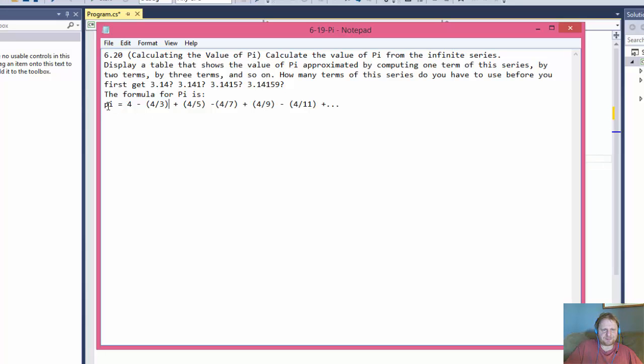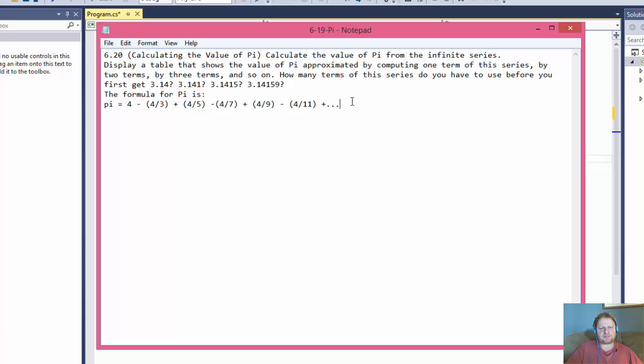This is the calculation, but it keeps going and going. So in other words, we'll need to do some looping here. They're asking us how many terms of this series you have to use before you first get 3.14, 3.141, 3.1415, and so forth. But the question here is, how do you loop through this and keep adding the value of this to our pi?